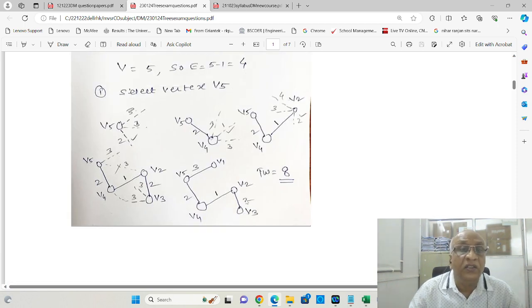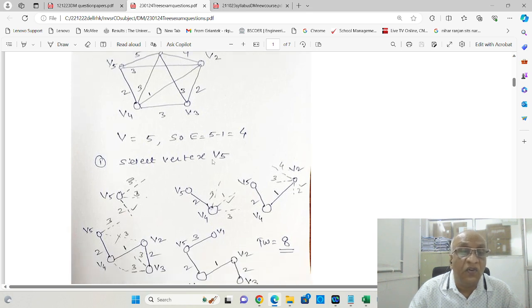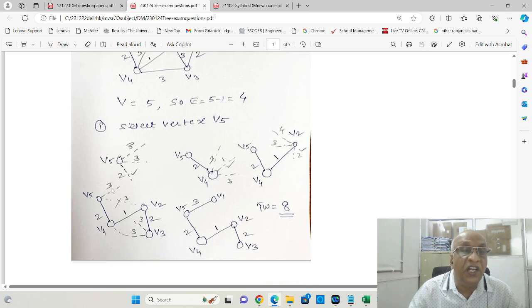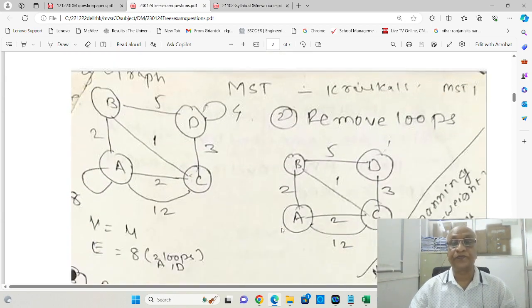Now from V3 what is possible? From V3, 3 and 3 are possible. So I have now 3, 3 left out. All the contenders are with weight 3, so I am picking up anyone randomly. I have picked up V1 with 3. I am counting the number of edges now: 1, 2, 3, 4. So the number of edges is 4. This is my minimum spanning tree, and the total weight is 8.